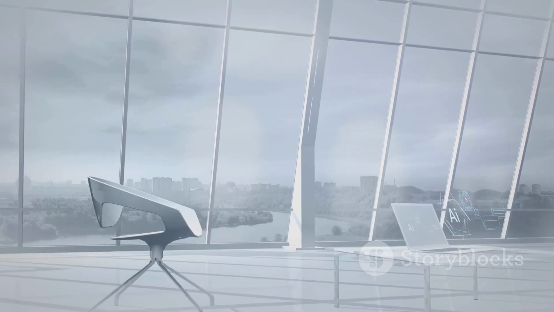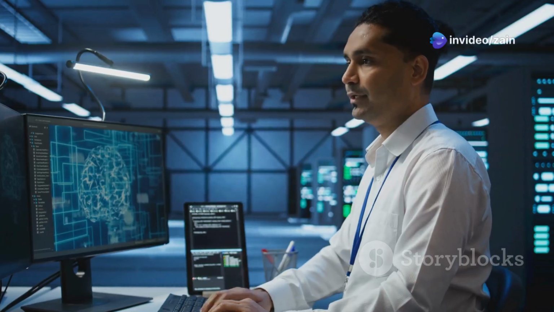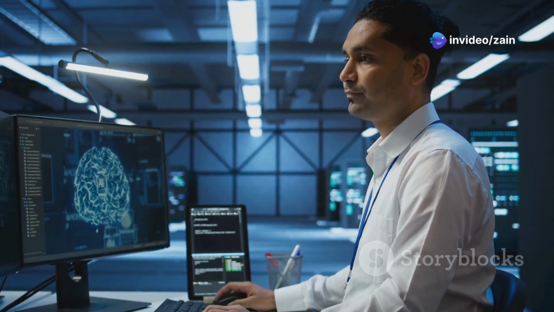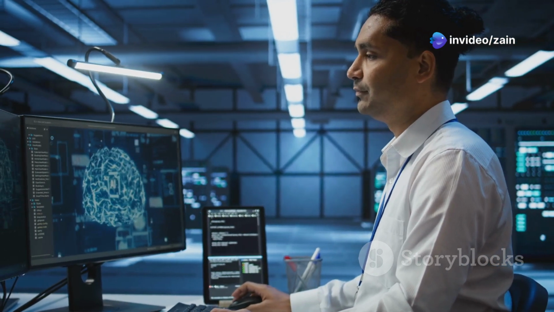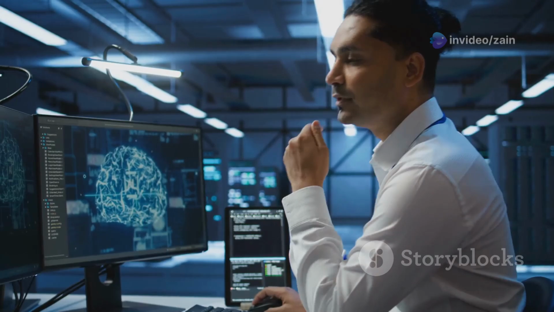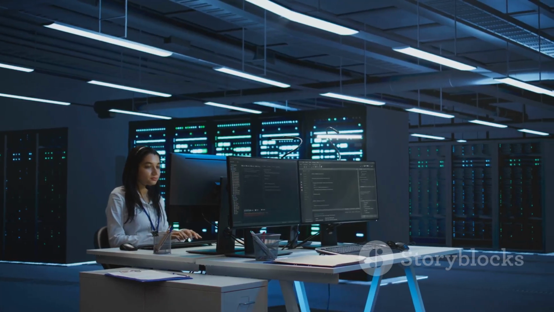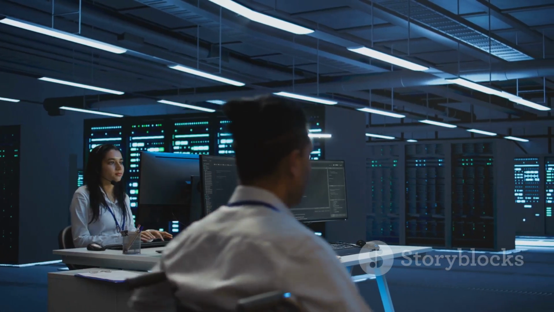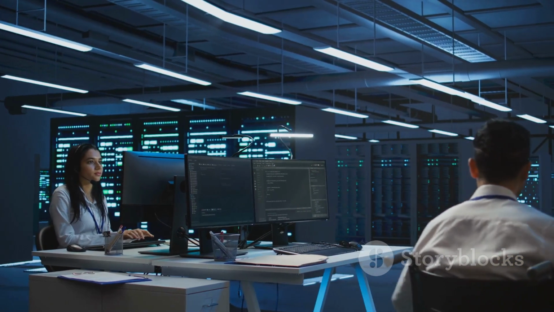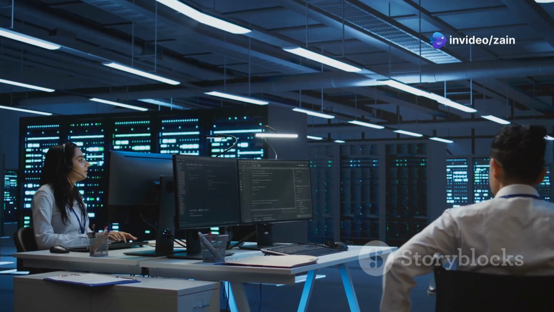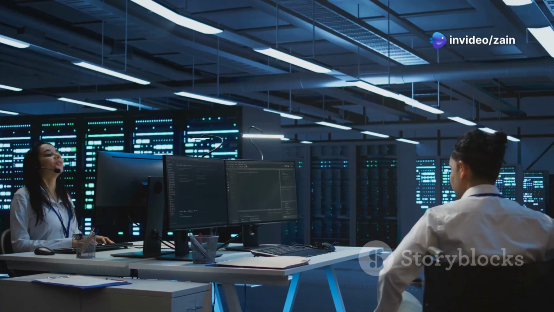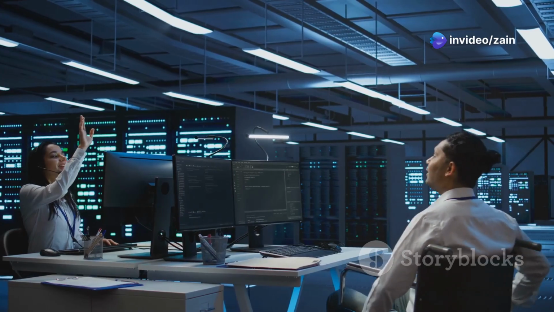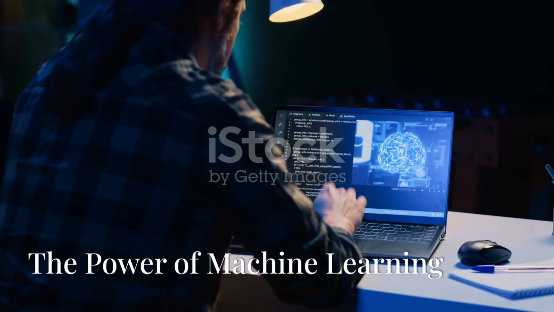AI systems are built using complex algorithms and massive amounts of data. These algorithms allow machines to analyze information, identify patterns, and make decisions based on the data they have been trained on. The more data an AI system is exposed to, the better it becomes at its task. One of the key goals of AI is to create machines that can learn and adapt on their own, without the need for constant human intervention. This is where machine learning comes in.